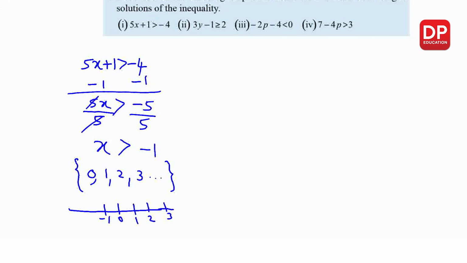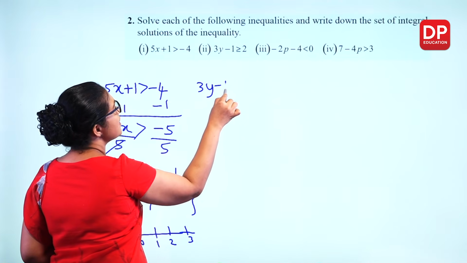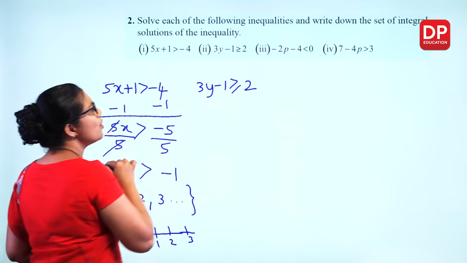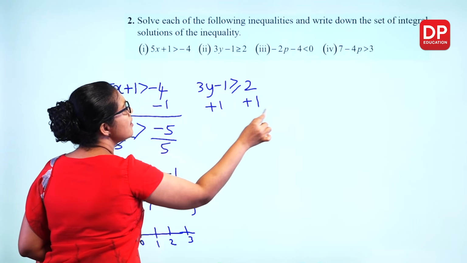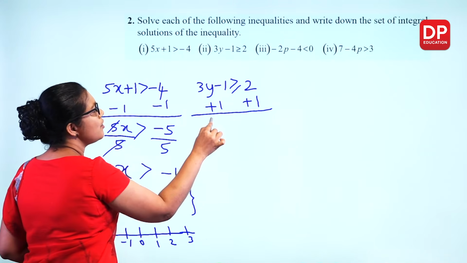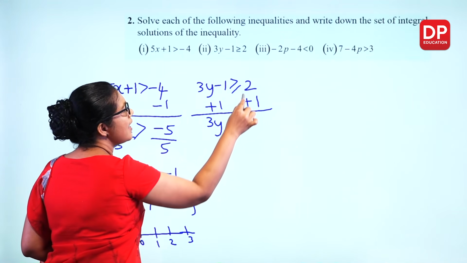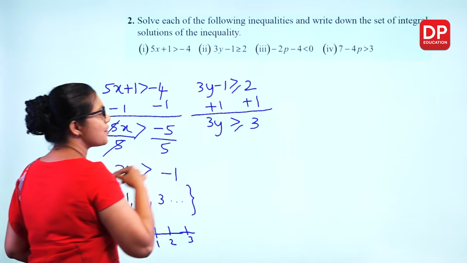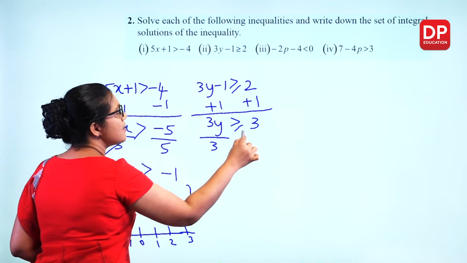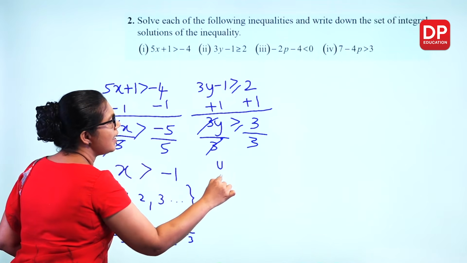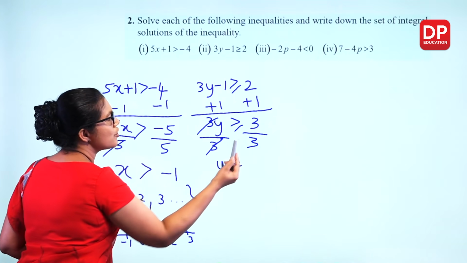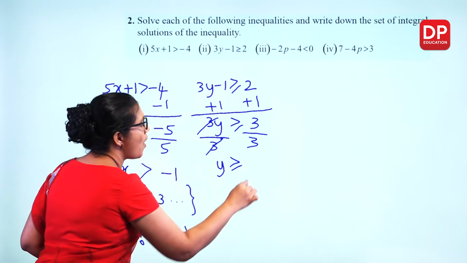And what about the next one? You have 3y minus 1 greater than or equal to 2. Try to get rid of this 1 by adding 1 to both sides and then you get 3y greater than or equal to 2 plus 1, which becomes 3. Again, divide by 3 to get y. So here y is greater than or equal to 3 divided by 3, which is 1.